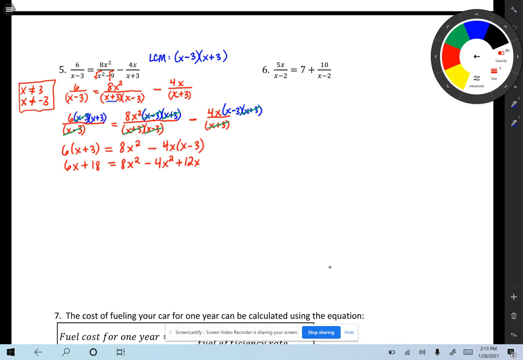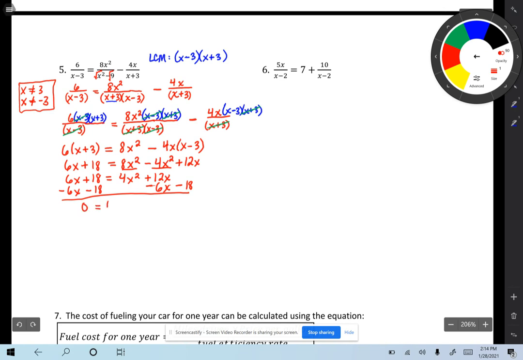Okay, you can combine like terms on the right side. 8x squared minus 4x squared is 4x squared plus 12x. Okay, I'm going to move these two to the opposite side. So I'm going to subtract 6x, I'm going to subtract 18. I want the left side equal to 0 because I want my ax squared term to be positive. So 0 equals 4x squared plus 6x minus 18. And now I'm going to make an x factor.